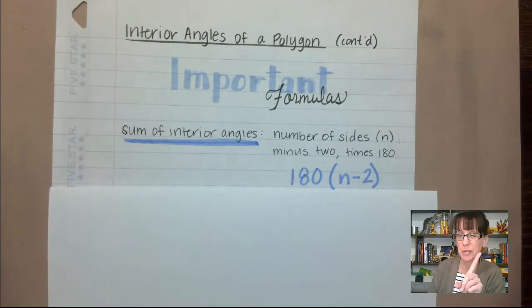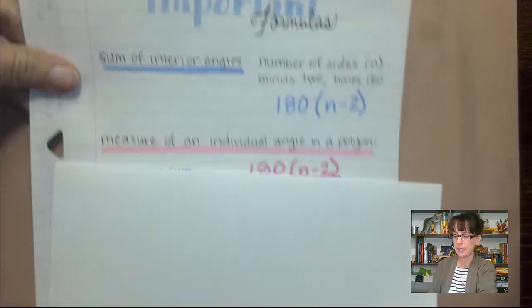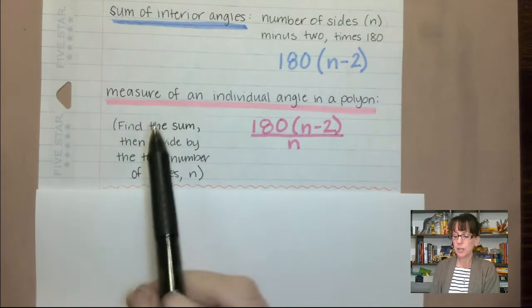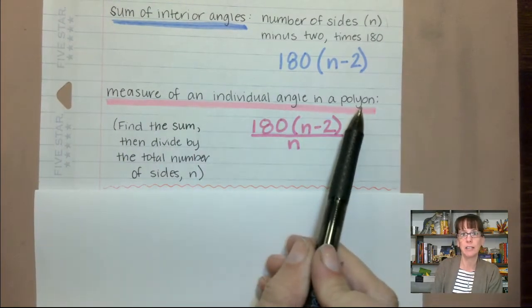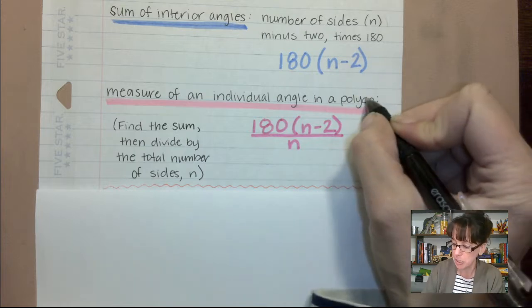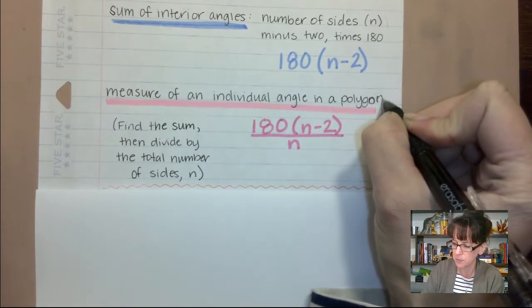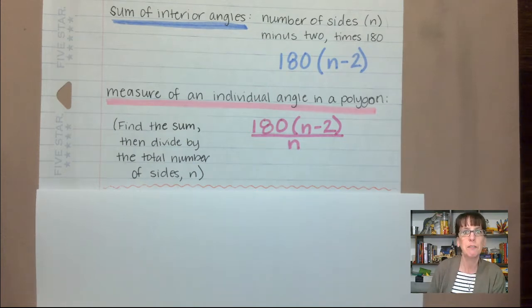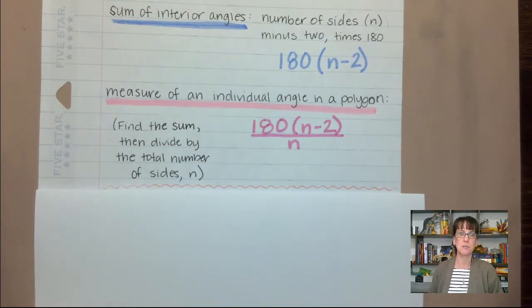Okay, here's where it gets a little tricky. What if I asked you to find the sum of the interior angles, but I wanted you to find actually just one angle inside that polygon? This is what that formula looks like. We have the measure of an individual angle in a polygon. Find the sum, then divide by the total number of sides, which we use n to represent. So we figure out how many degrees are in the entire polygon, the sum, right? And then we divide it by the number of sides, because that's the number of angles that we have.